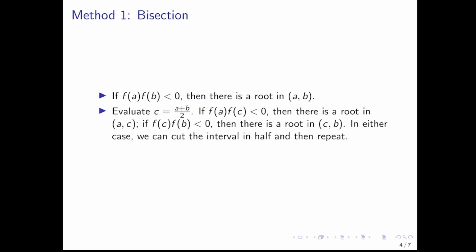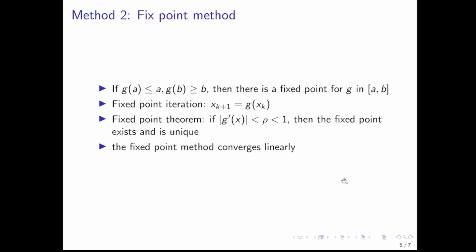So how do we do that? We just set c to be (a plus b) over 2. If f(a) times f(c) is smaller than 0, then there is a root in [a, c]. Otherwise, if f(c) times f(b) is smaller than 0, then there is a root in [c, b]. In either case, we can cut the interval in half and then repeat. So what if f(c) or f(b) or f(a) is 0? Then in that case, we just stop. We just exactly find the root.